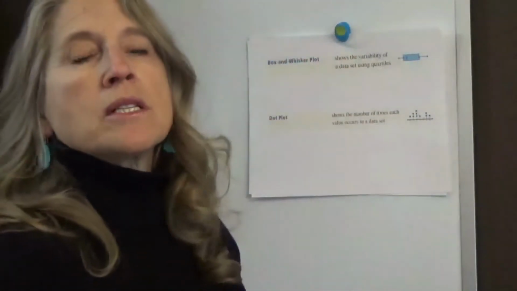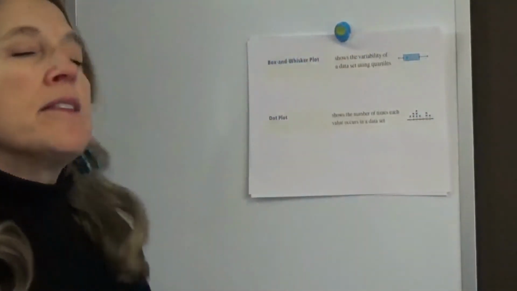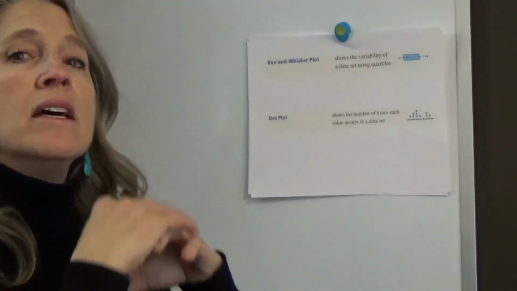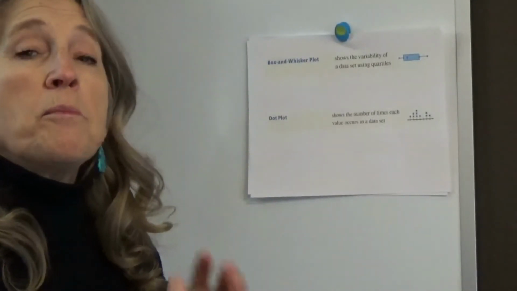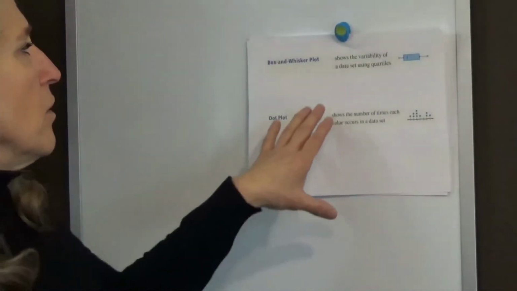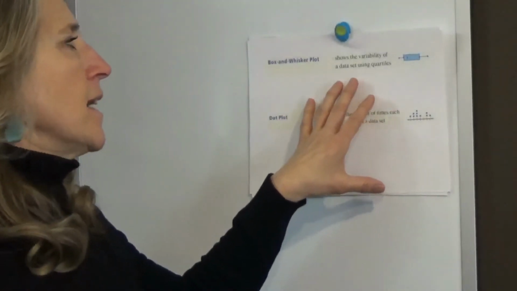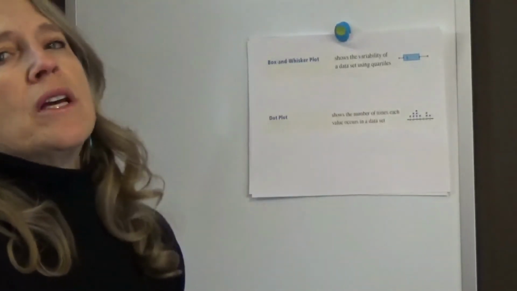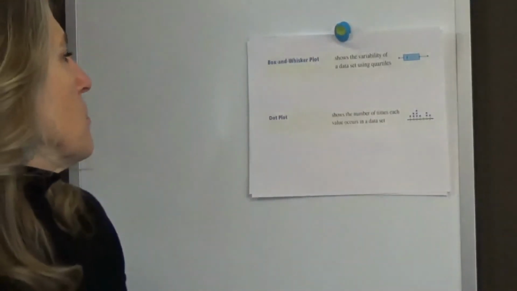Okay, box and whisker plots are very important methods of displaying data because they display where the bulk of our data sits so that we can really understand variability. So they show the variability of a data set using quartiles, and we are going to have a more in-depth lesson on box and whisker plots.